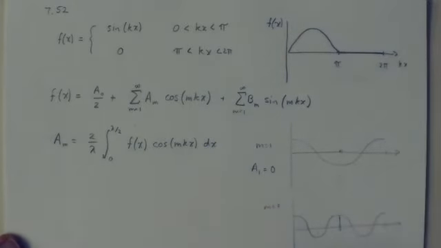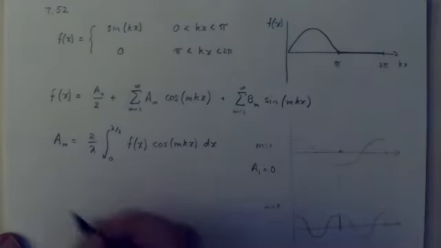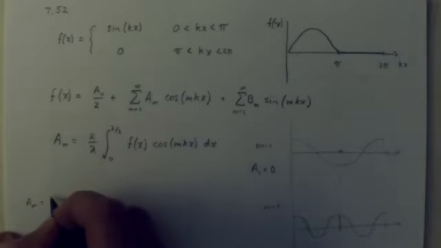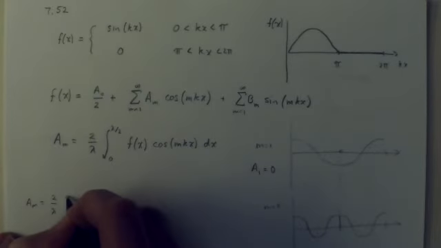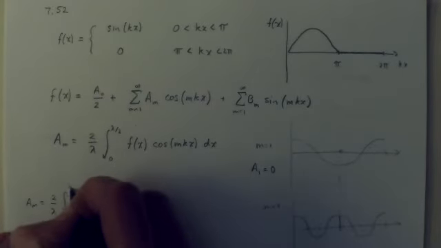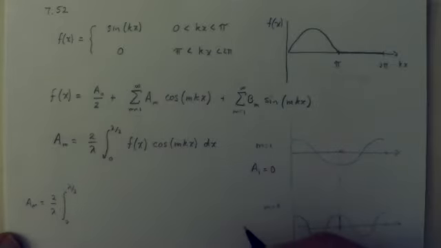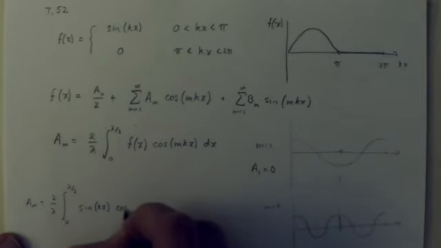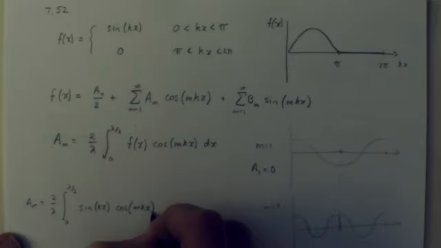Shall we do those? I think maybe we should. Let's actually do the integral. So writing this out in more detail is going to be 2 over lambda, integral from 0 up to lambda over 2. F of x now is going to be sine of kx times cosine of mkx dx.